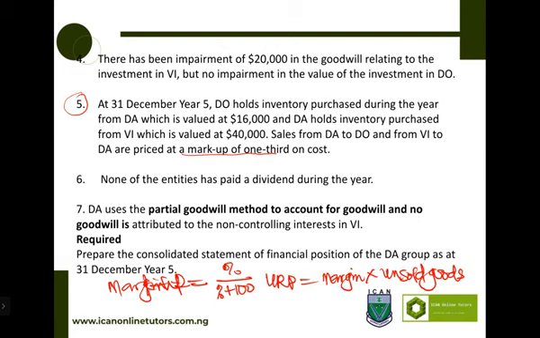The company holds inventory purchased during the year from D, which is valued at $16,000. And they hold inventory purchased from V, which is valued at $40,000. So sales from D to D and from V to D is at the markup of 1/3. Markup of 1/3. Convert that markup to margin. Just say markup to margin. This is working out equals to 1/3.